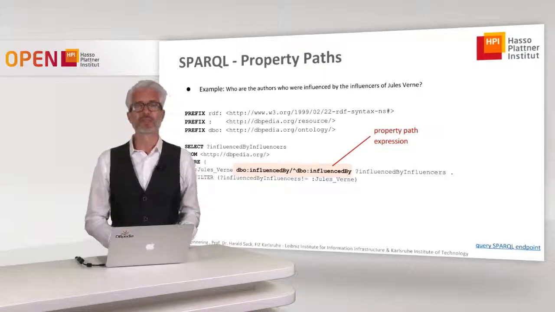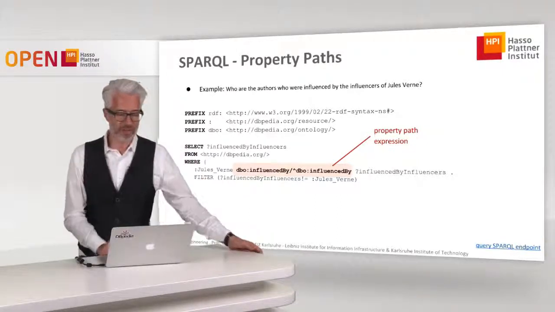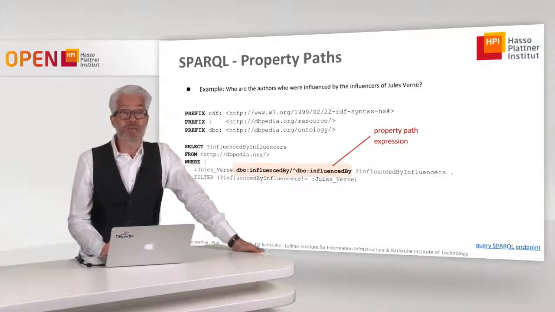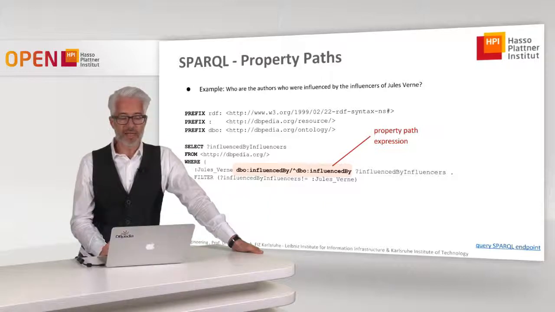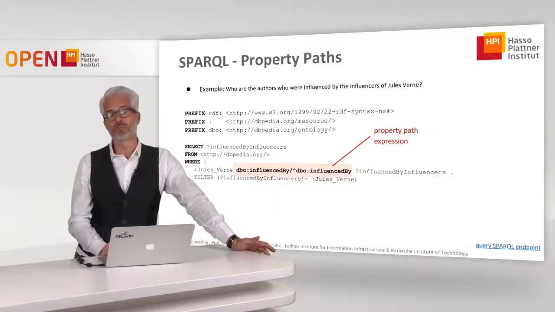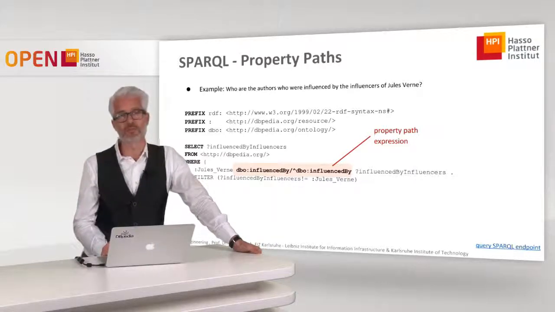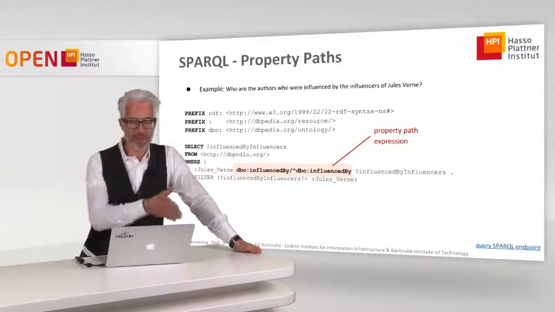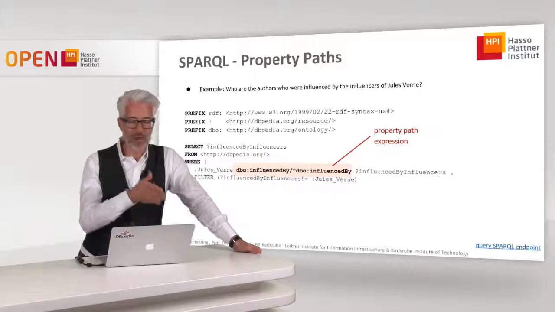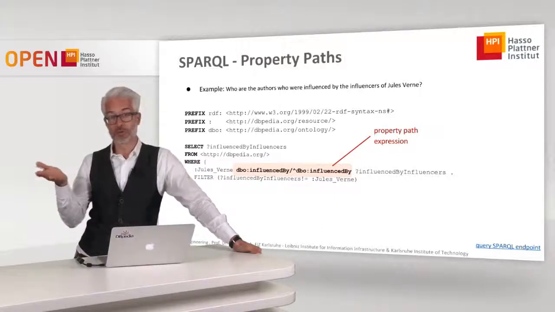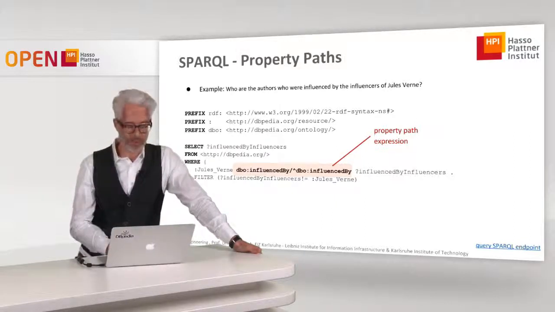We have here a simple example of a property path expression. What we want to find out in the example is who are the authors who were influenced by the influencers of Jules Verne. So this is a simple property path expression. It's not of arbitrary length. Simply we are looking for influences and their influences, so authors who are influenced by the influences of Jules Verne. So length 2, quite simple.